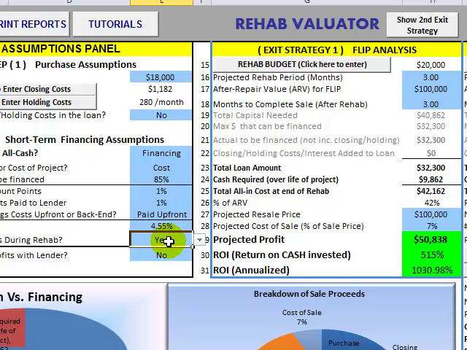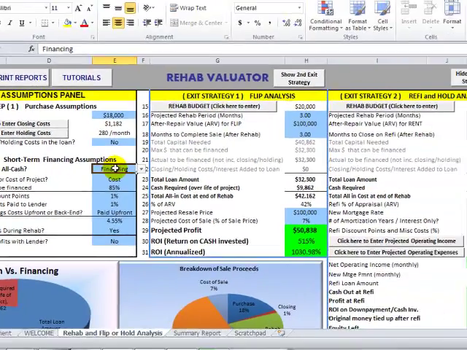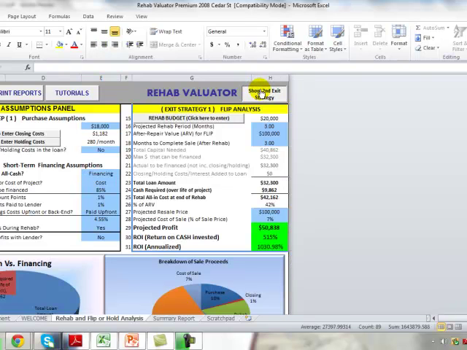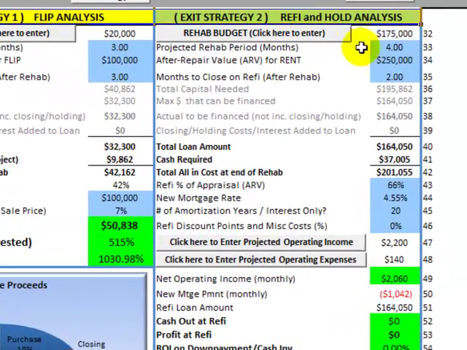That's it. Interest payments, I'm making interest only payments during the rehab. And here I've selected no, I'm not splitting any back-end profits with a lender. This isn't a private loan. Right? So I've set up my purchase price of the land and I've set up my financing criteria. Now I'm going to go to exit strategy number 2. And if yours looks like this, you can click show second exit strategy and you can go here.